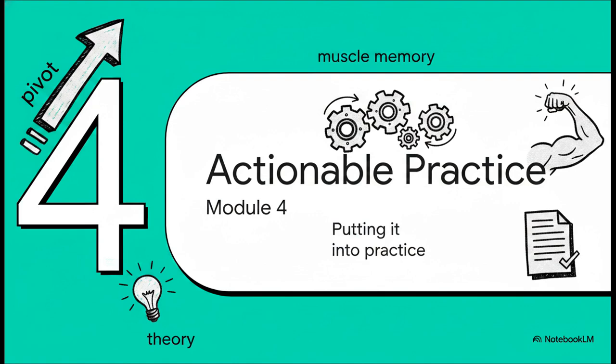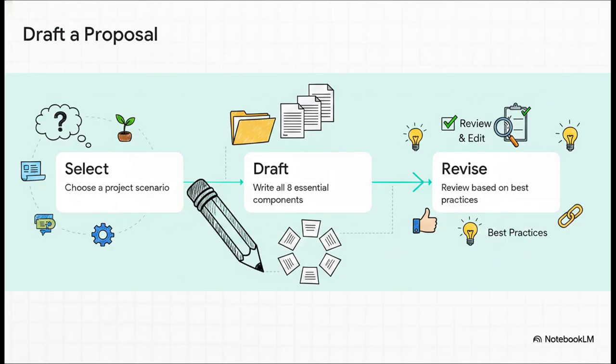Now for the fun part. Module 4, Actionable Practice. The best learning experiences don't just leave you hanging with theory, right? They build actual muscle memory. So here is your first practical challenge. I want you to select a project scenario. It can be real or hypothetical. Then actually draft all 8 essential components from scratch. Finally, review your draft, specifically hunting for the best practices we talked about and making sure you avoid those pitfalls we just covered.